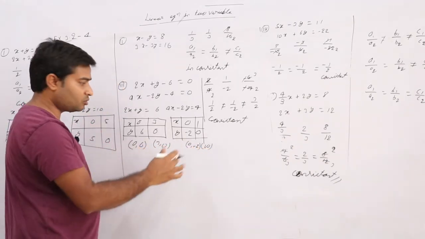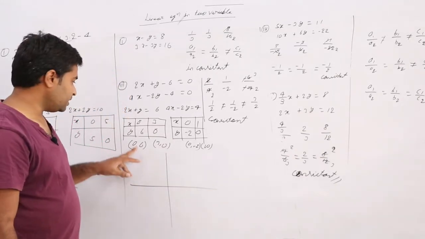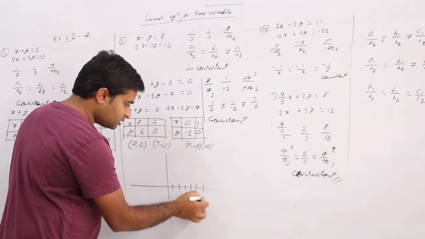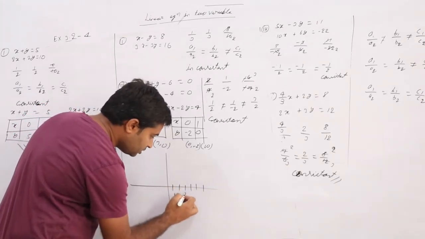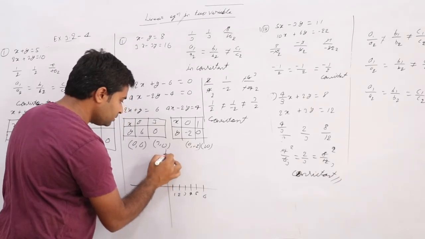Correct. Now after this coordinate you are able to represent it on the graph system. So what is that? 0, 6. So we count 1 2 3 4 5 6.